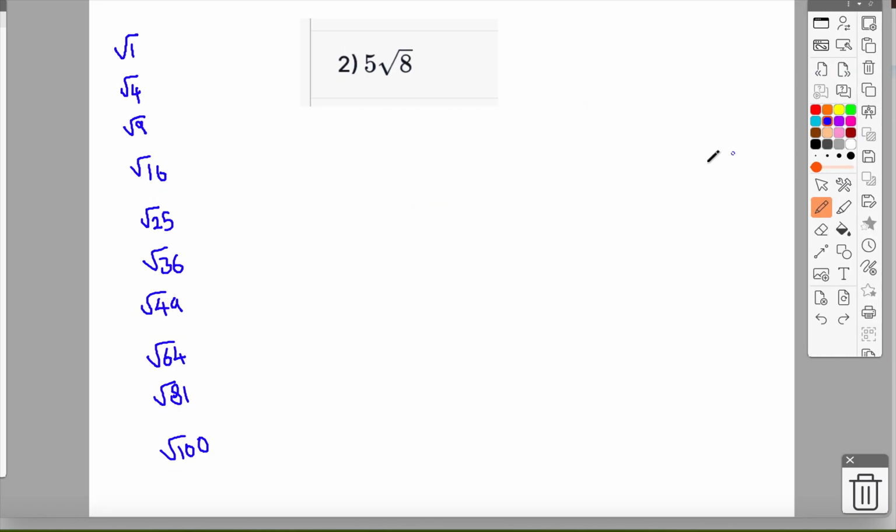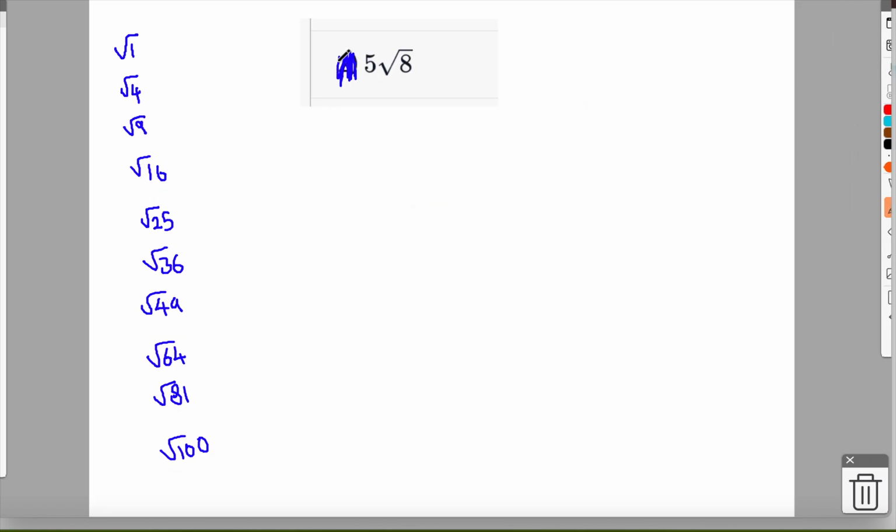So if we make this a tiny bit harder, I've now got 5 root 8, which means 5 multiplied by root 8. The only bit that I can simplify is the root 8, so I'm looking down my square numbers list, and what's my biggest number that will multiply to make 8, which is of course 4. So I've got root 4 multiplied by what will be root 2, but I must remember to bring that 5 down, so that it's 5 times root 4 times by root 2.